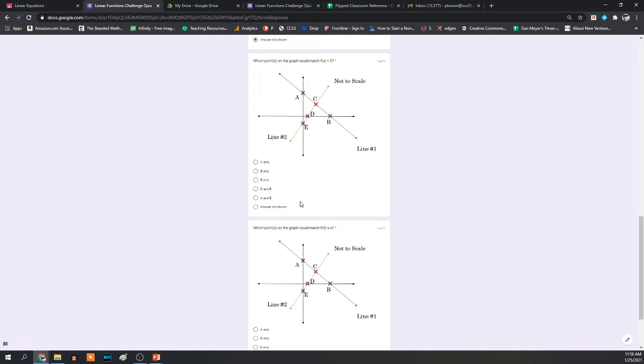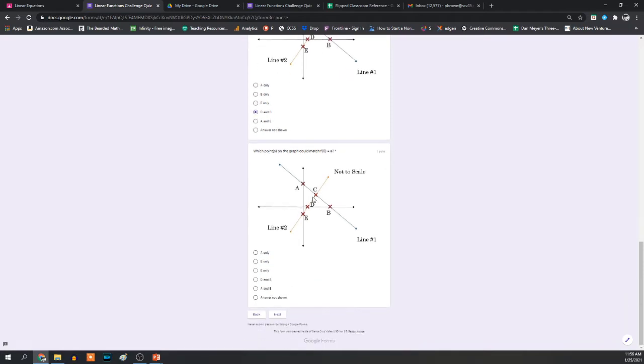Which points or point on the graph could match f of a equals 0? F of a equals 0 is an x-intercept. The reason I know that is y is equal to 0. This is a number comma 0, so this is an x-intercept. So it could be d or it could be b again.